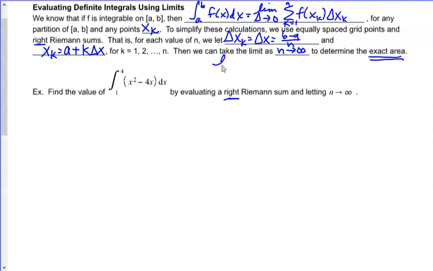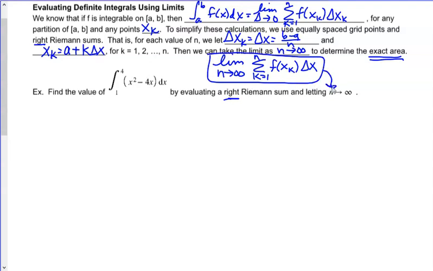So here's the notation. We want the limit as n goes to infinity of the summation of k equaling 1 to n, so I'm changing it from my partitions now in terms of n, of f of x sub k times delta x. Okay, so this is what we're going to be finding in this problem.